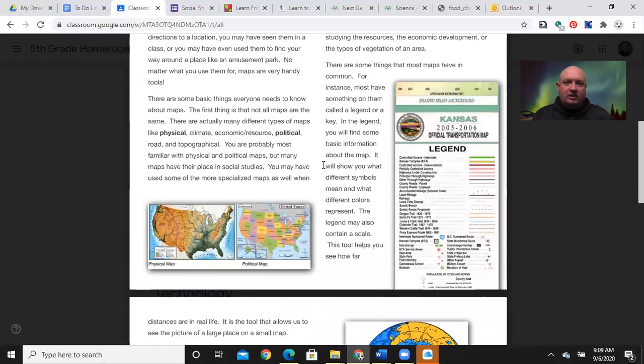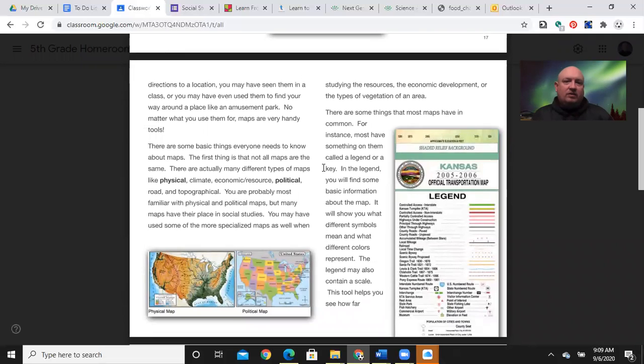Continuing the reading here on page 18. There are some basic things everyone needs to know about maps. The first thing is that not all maps are the same. There are actually many different types of maps, like physical, climate, economic resource, political, road, and topographical. You are probably most familiar with physical and political maps, but many maps have their place in social studies. You may have used some of the more specialized maps as well when studying resources, the economic development, or the types of vegetation in an area.